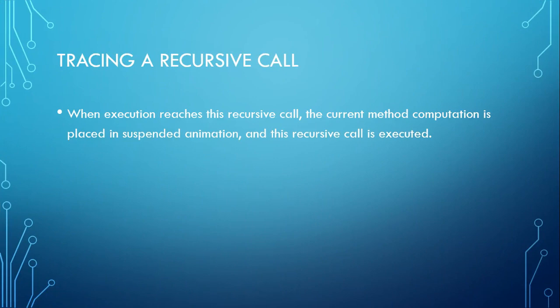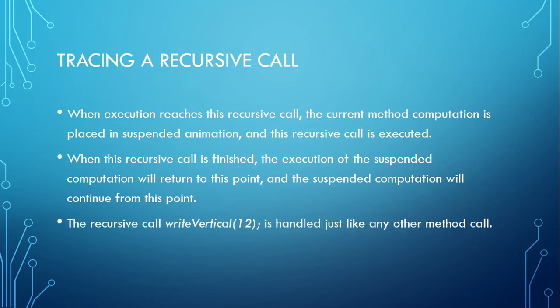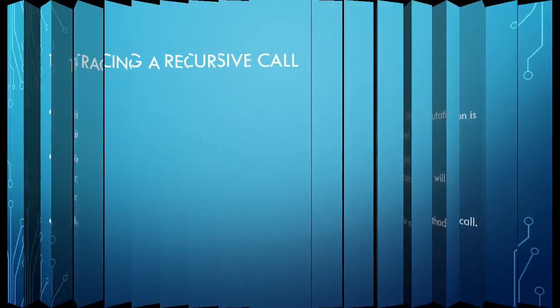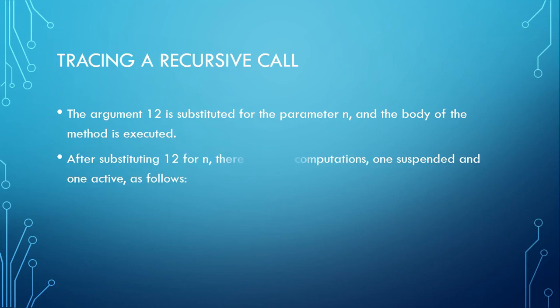Now, when execution reaches this recursive call, the current method computation is placed in suspended animation, and this recursive call is executed. When this recursive call is finished, the suspended computation will return to this point and continue from here. The recursive call writeVertical(12) is handled just like any other method call. The argument 12 is substituted for the parameter n, and the body of the method is executed.